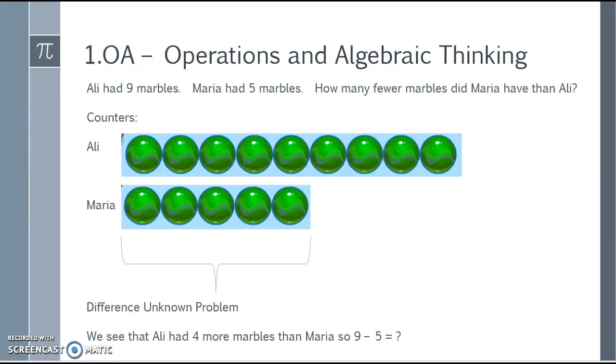Similarly, a different way to write this is Allie had 9 marbles, Maria had 5 marbles, so the same setup. How many fewer marbles did Maria have than Allie? This is still a difference unknown problem. We still see that Allie has 4 more marbles, but the way we write this problem based on what the information is given is 9 minus 5 is how many. So just a different way of writing it.